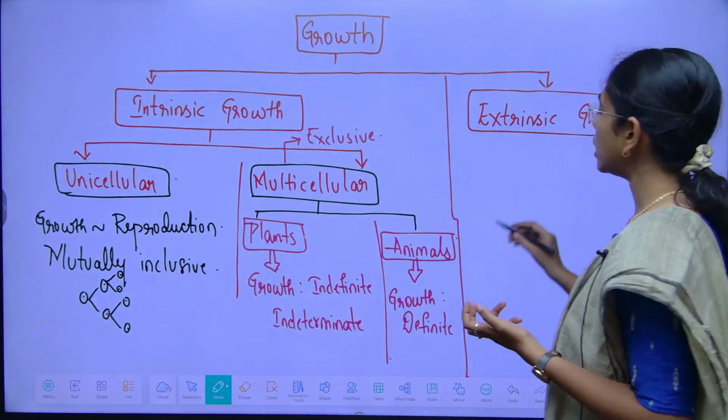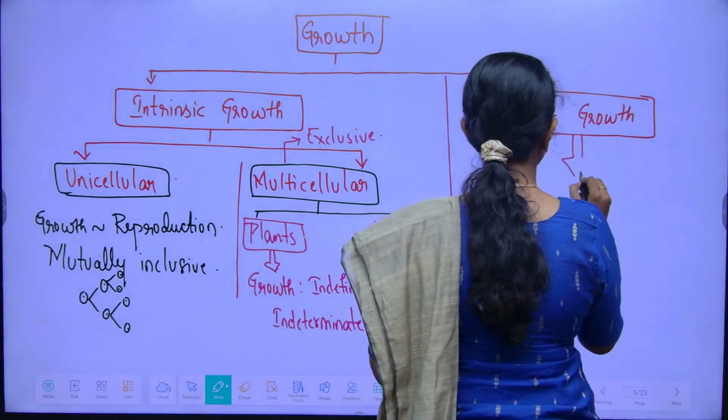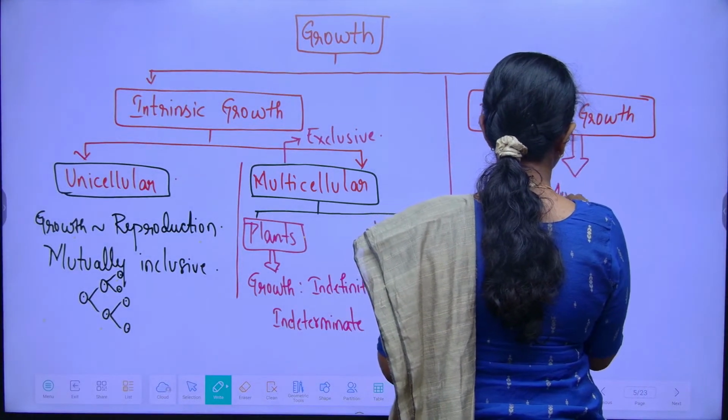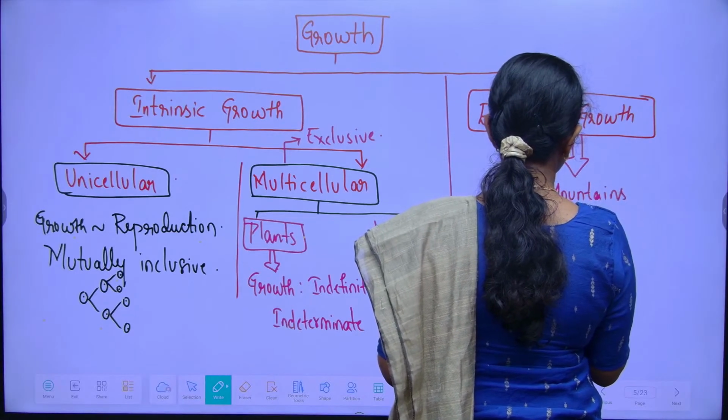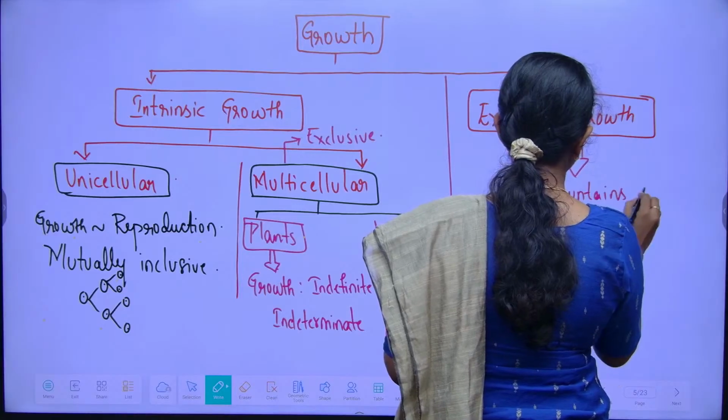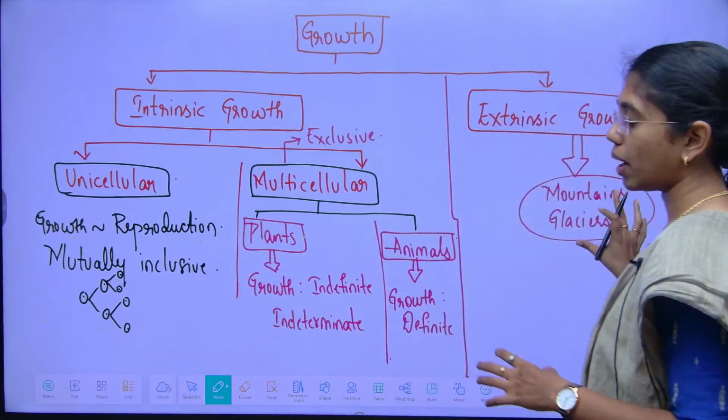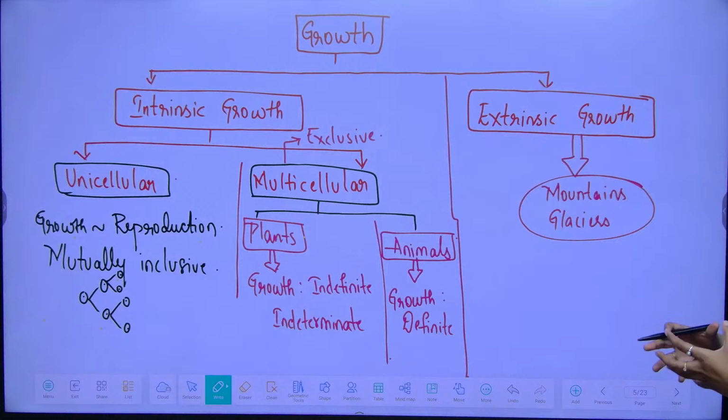Extrinsic growth, you can see it in mountains and glaciers, which increase their mass. The mass of the body will be increased every year. So this is about growth.